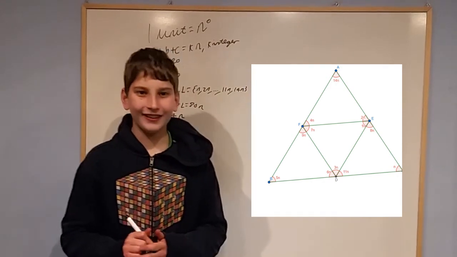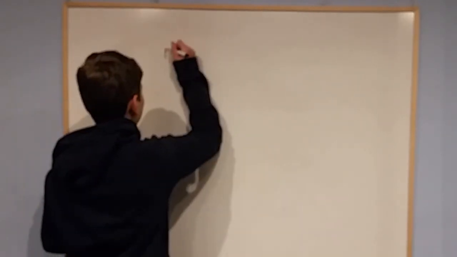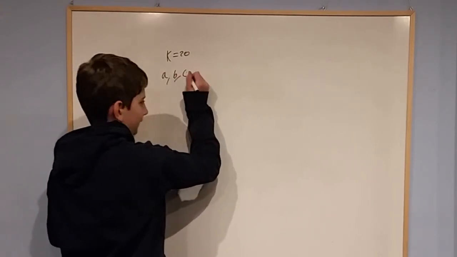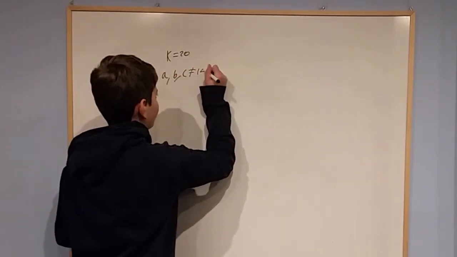Okay, now here's the math problem of the day. I actually have two problems of the day for you today, a medium one and a more hard one. So in the medium one, we need to find an alternate numbering of the angles in the diagram, where k still equals 20, and A, B and C are not equal to 14n.